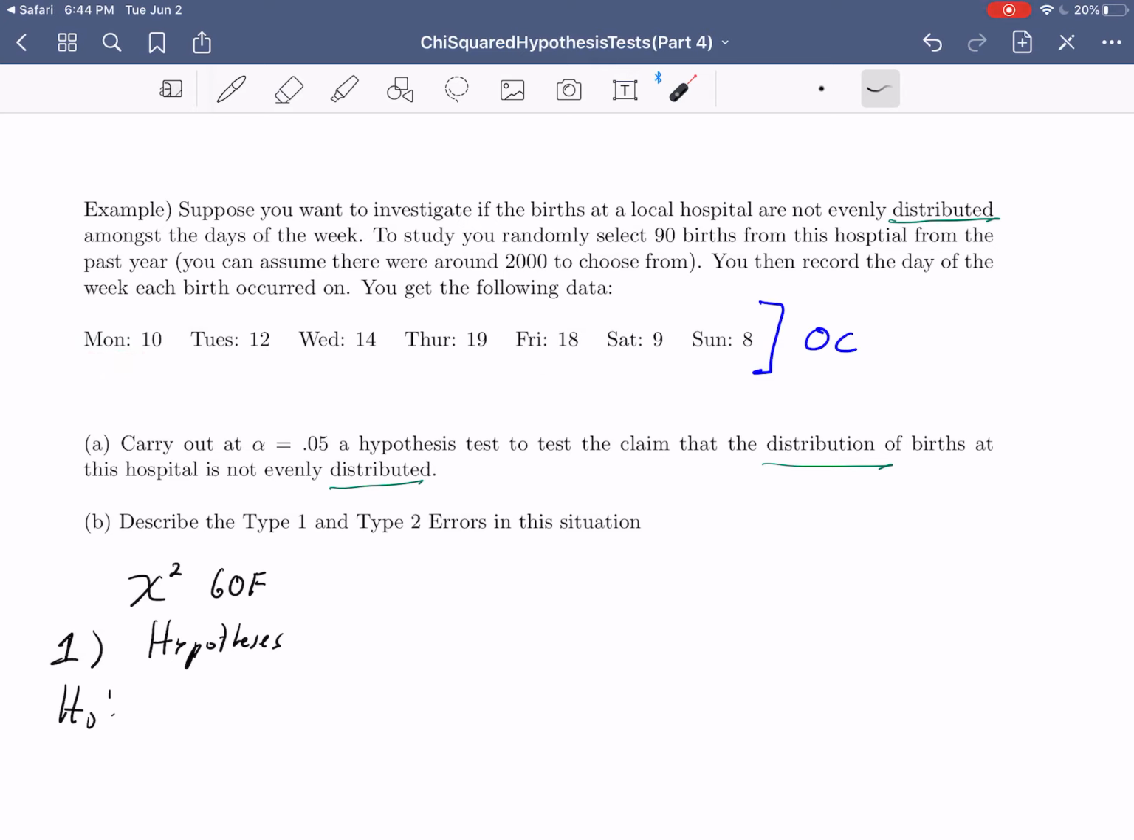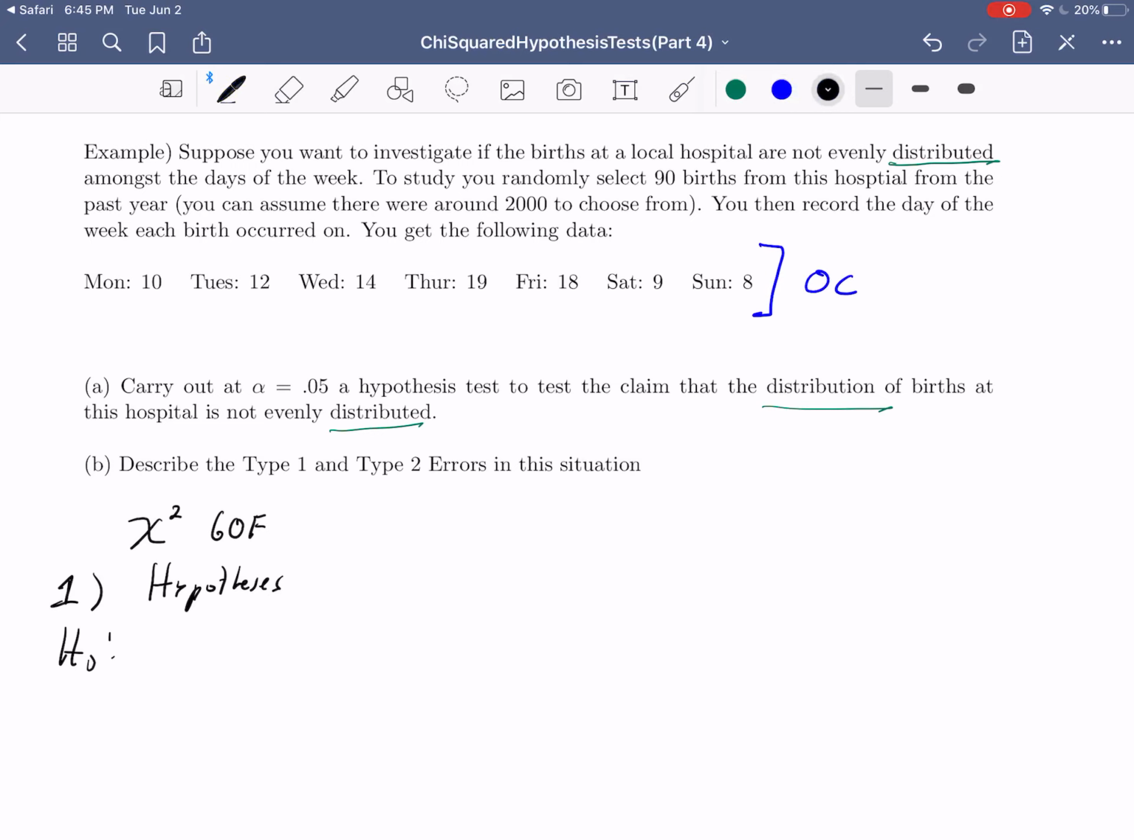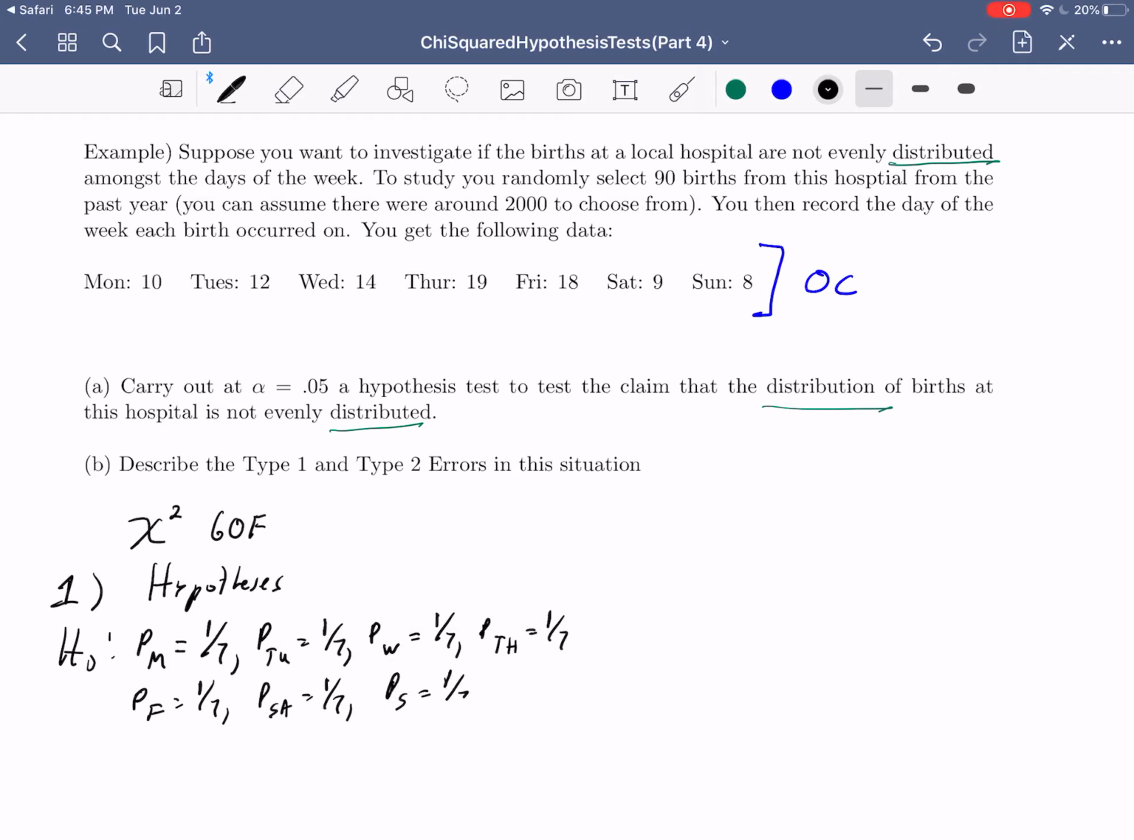Since there are 7 days of the week, we know that an equal chance would be 1 out of 7. So our null hypothesis here is that the proportion that you get born on Monday is 1 out of 7. The proportion for Tuesday, 1 out of 7. Wednesday, 1 out of 7. Thursday, 1 out of 7. Friday, 1 out of 7. Saturday, 1 out of 7. Sunday, 1 out of 7.